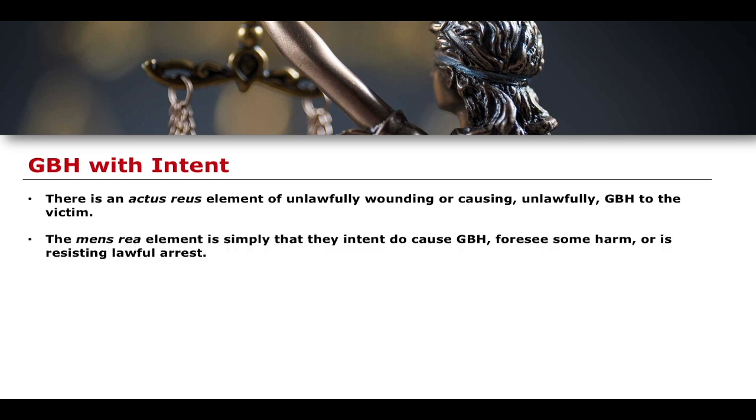So there is an actus reus element. This is the unlawful wounding or causing unlawfully GBH to the victim. And then there is a mens rea element, i.e. an intent to cause GBH, or to foresee some kind of harm that would amount to GBH, or is resisting lawful arrest, which is sort of a thing that is tagged on at the end of Section 18, which has always confused me, but is a point that is still relevant.